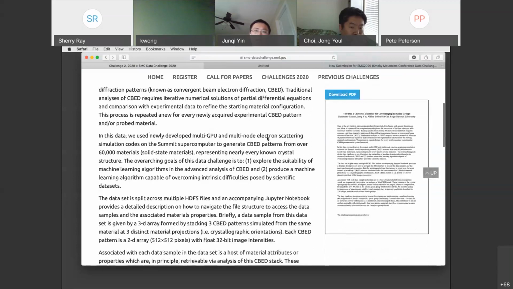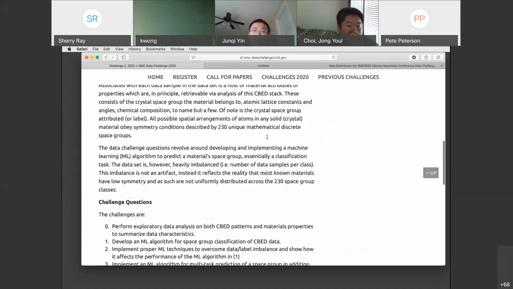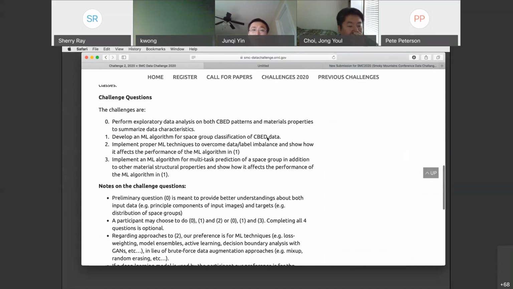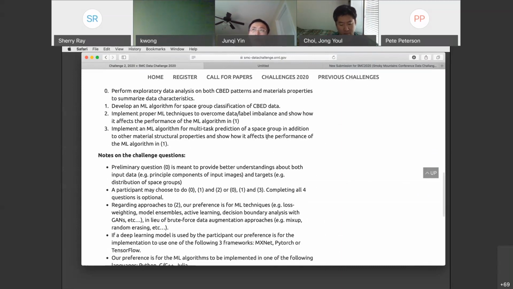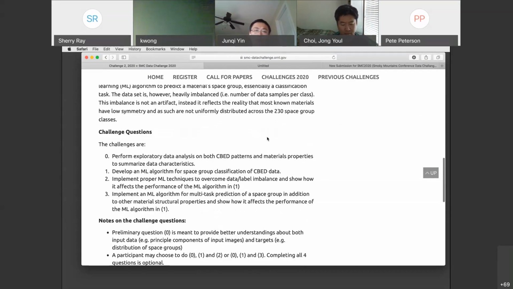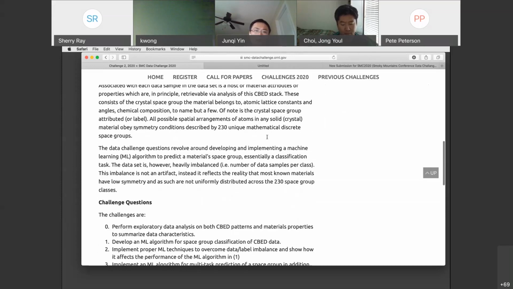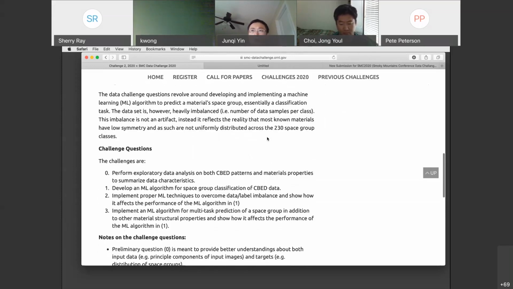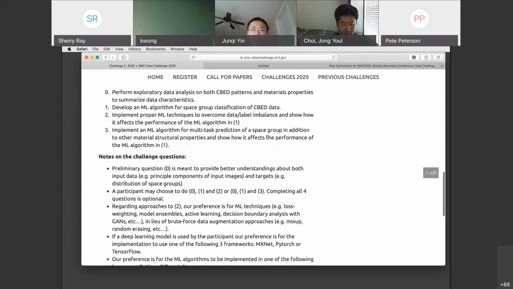And the data set actually is a result of an INSIDE project. INSIDE project is a DOE computing project. This data set contains microscopic images from over 60,000 solid state materials. And we have them labeled with crystal group, lattice constant, angles, chemical compositions, etc.